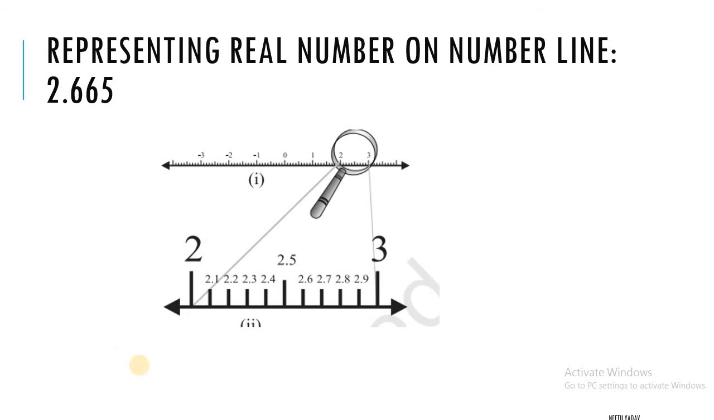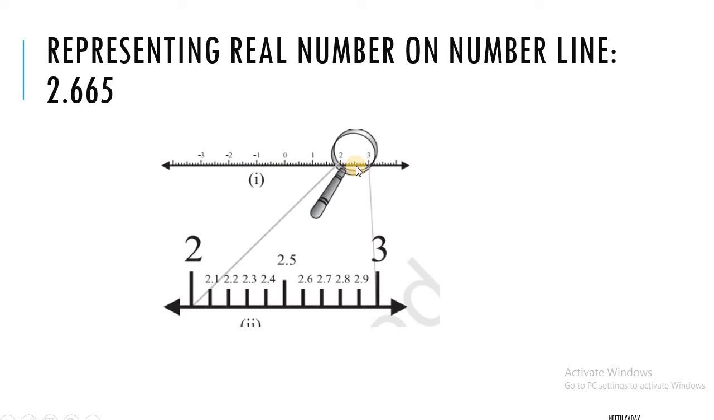Next step, representing real number on number line. What if we have 2 or 3 decimal point expansion? Because we know that in our scale we have 10 points between 2 and 3.